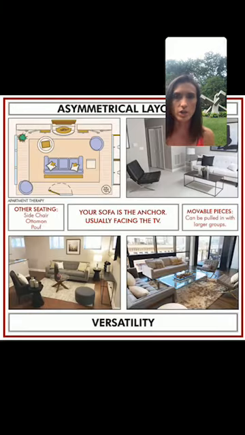The next layout is the asymmetrical layout, which tends to lend the space to be a little bit more versatile. In this setup, you use a sofa as an anchor for your seating, but you have several other seating types available in the room, such as a side chair, maybe an ottoman that doubles as a bench when needed, and a poof or other small accent chair in a corner that can be pulled in with larger groups of people. Usually in this setup, the sofa is facing the TV directly, and the other seating allows for game or movie night easily with friends. It's a little bit more of a casual vibe.